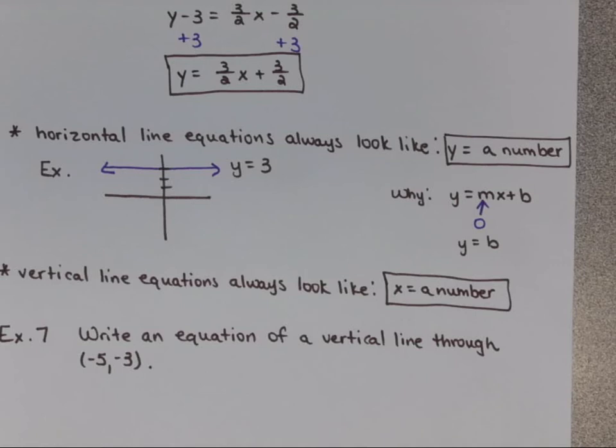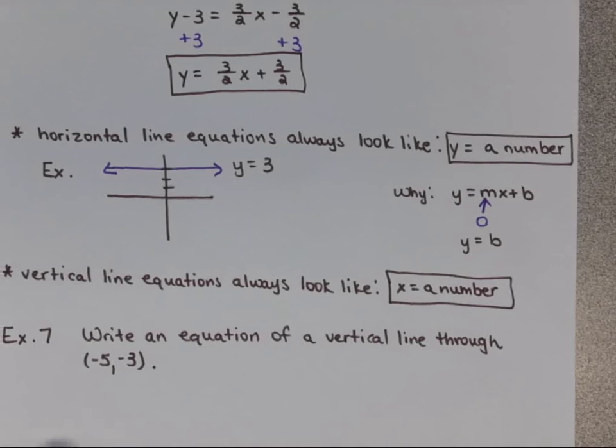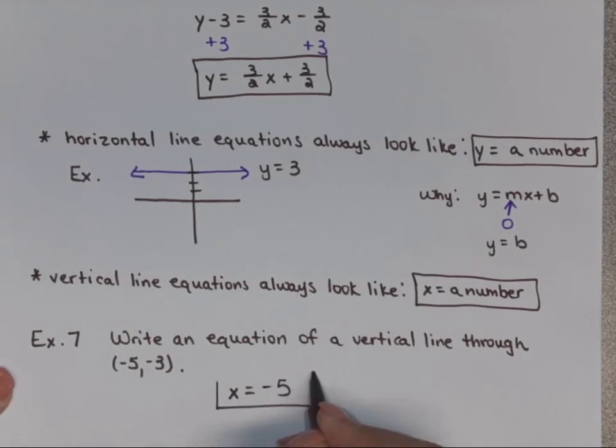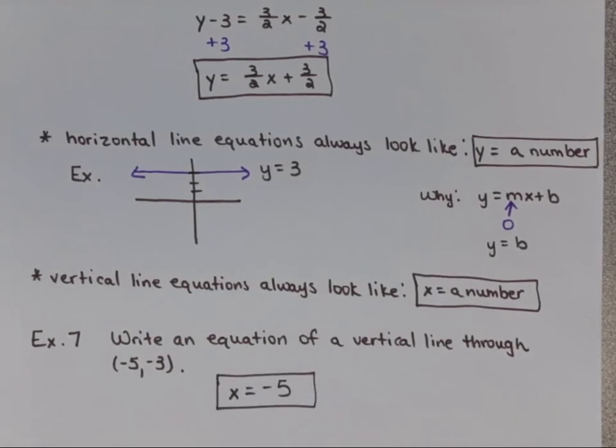So how do vertical line equations look again? It's always just x equals a number, so you know it's going to be x equals, and then you just need to find what the x value is for that point, right? What's the x value in the point that I mentioned? -5, so that's it. No work to show, no fancy equations to use, nothing like that.